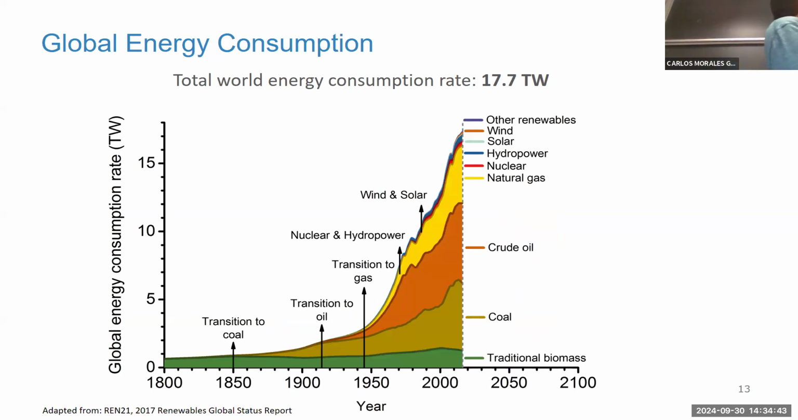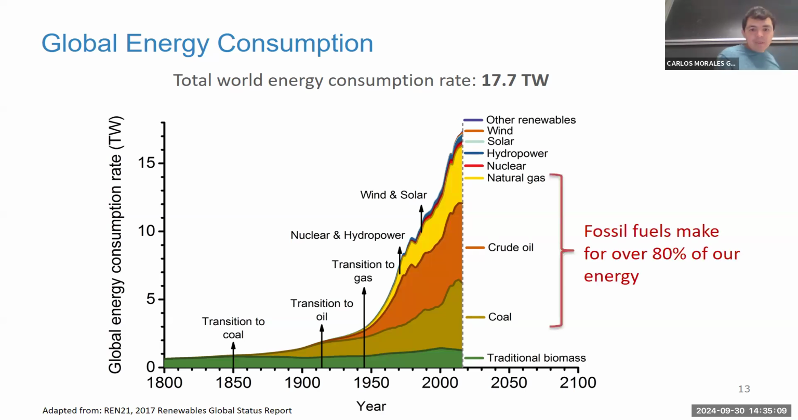We take energy from different sources. Initially, from the 1800s, we used traditional biomass. We used to only burn things. Eventually, we found coal. Then we transitioned to, or added, crude oil. Then we started to extract a lot of natural gas. And in the last 60, 70 years, we started to use a lot more hydropower, solar energy, and wind. But still more than 80% of our energy comes from fossil fuels.